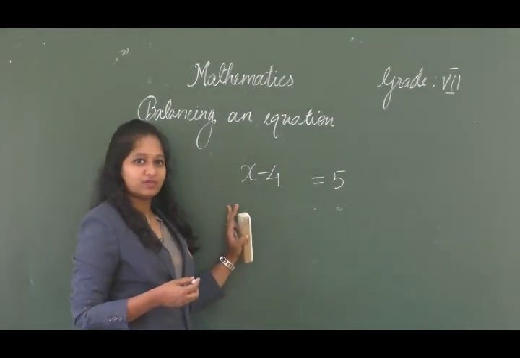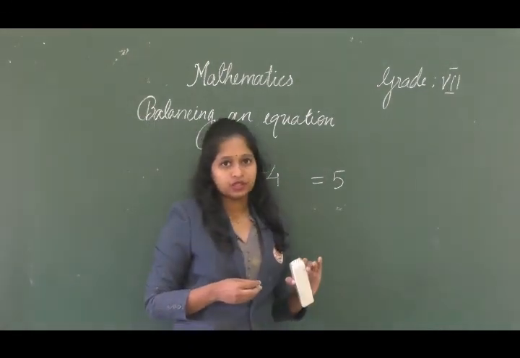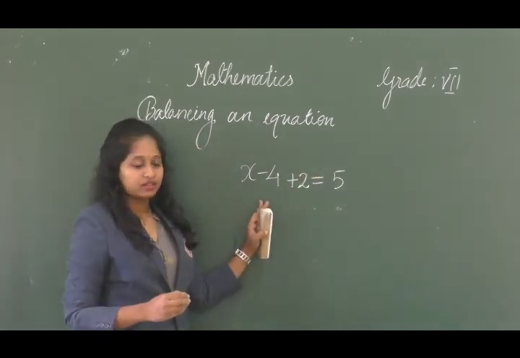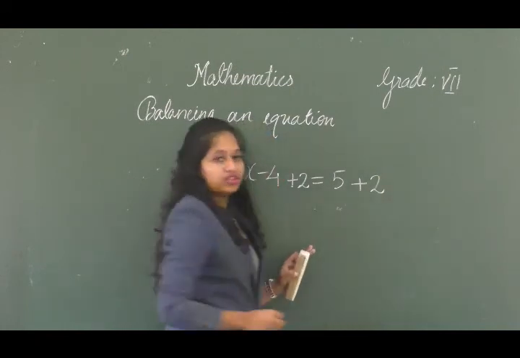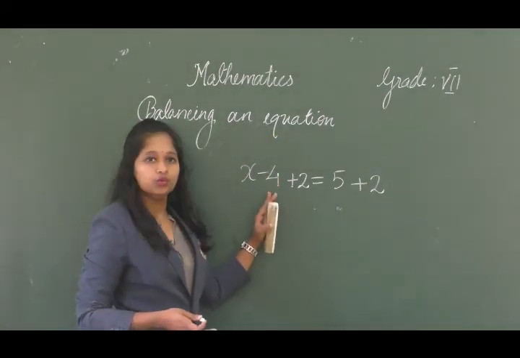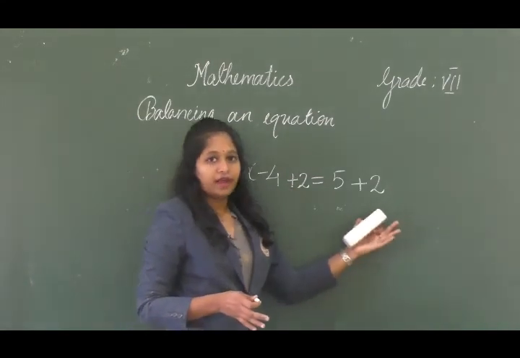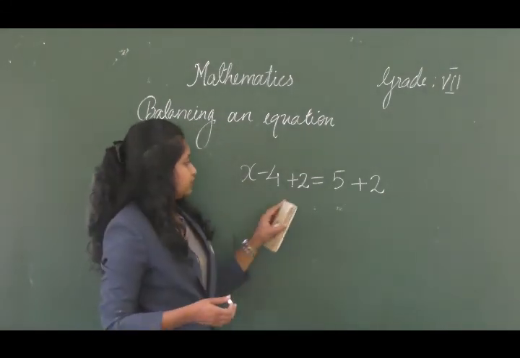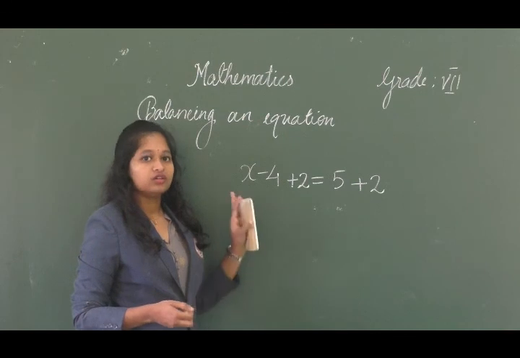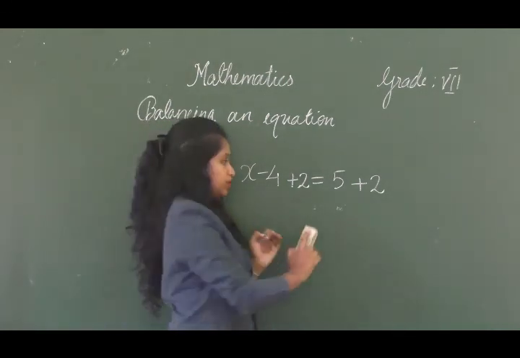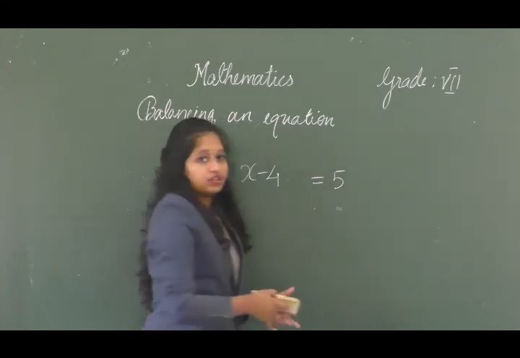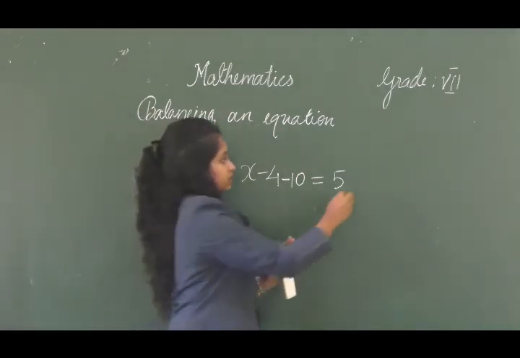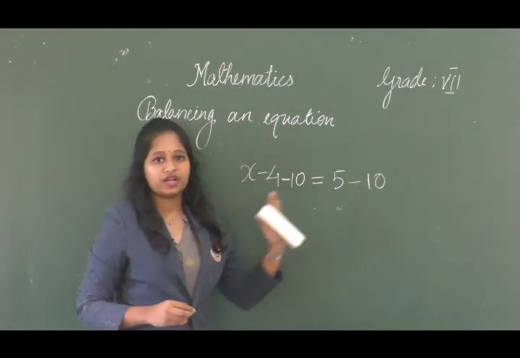Here I have x minus 4 equal to 5. So for example, if you add 2 to the left side, add 2 to the right side also. You cannot simply add 2 to the left side and not add 2 to the right side, as that will make the equation wrong. Okay? So this is one way in which we add the same numbers. If you subtract one number from the left side, subtract the same number from the right side also.